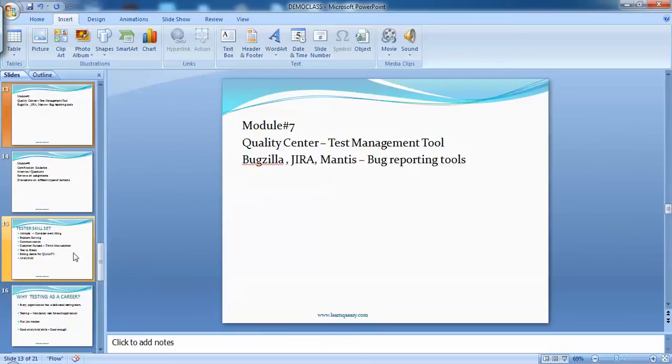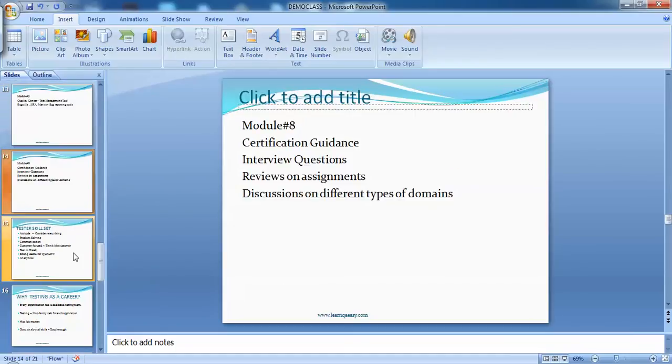Then Quality Center, it's a test management tool. Right now we are calling it ALM, Application Lifecycle Management. It's from HP. And some bug reporting tools, Bugzilla, Jira, Mantis, different tools. I will give you certification guidance. For each and every module, we will have separate mock interview sessions. And after finishing each and every class, I'm going to give some assignments. I will review your assignments and I will give you the comments.